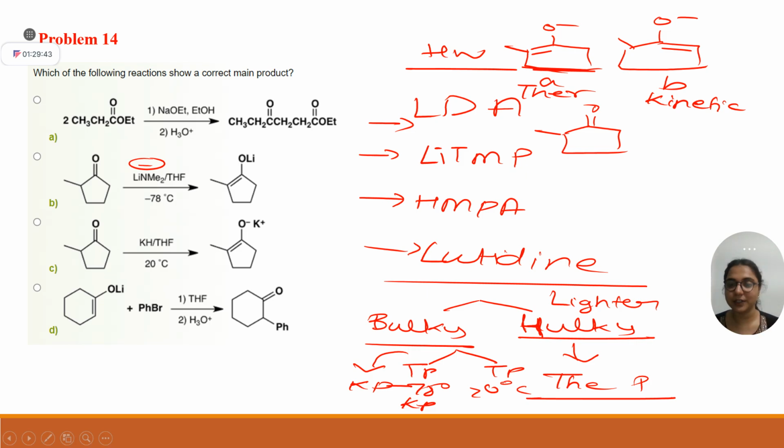Okay, let me repeat. Bulkier bases are going to give you kinetic product at low temperatures. At higher temperatures, thermodynamic product will form. If you want to get kinetic product, you should put your reaction at lower temperature by using bulkier bases, right? But if you want to get thermodynamic product, use lighter bases and increase the temperature of the reaction, you will get thermodynamic product. Clear?